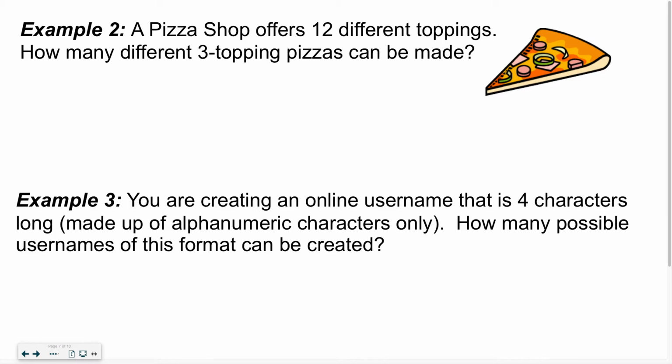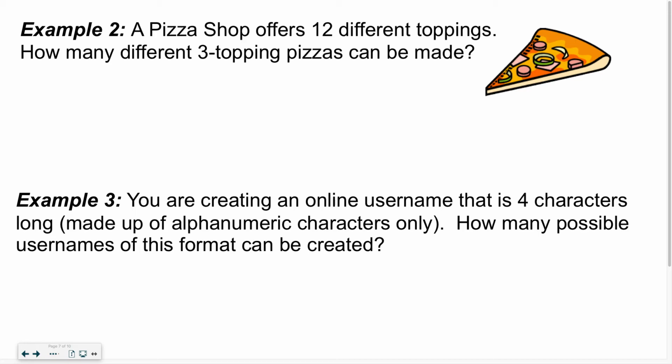Okay, it is 2:05, so we'll go ahead and kind of come together. If you didn't get through all of the examples, that's fine. We'll hit them all. So we'll maybe take some more time later on so that everybody gets a chance to read through them. In example 2, a pizza shop offers 12 different toppings for the pizza. How many different 3-topping pizzas can be made?